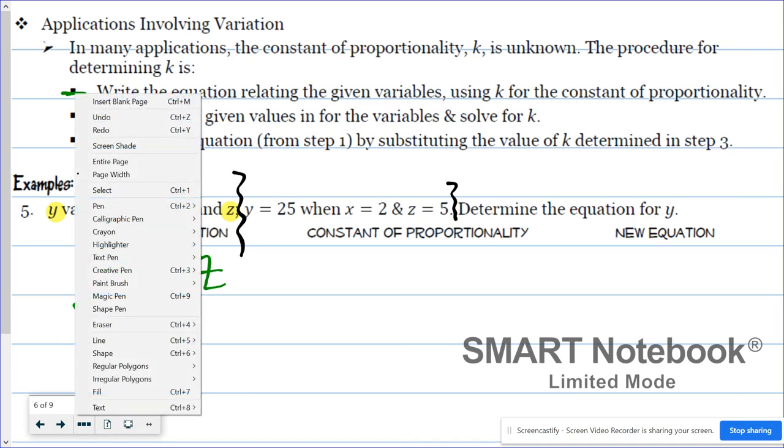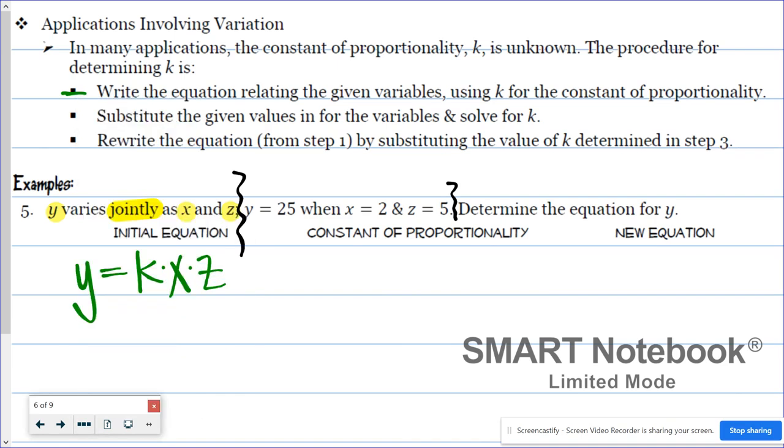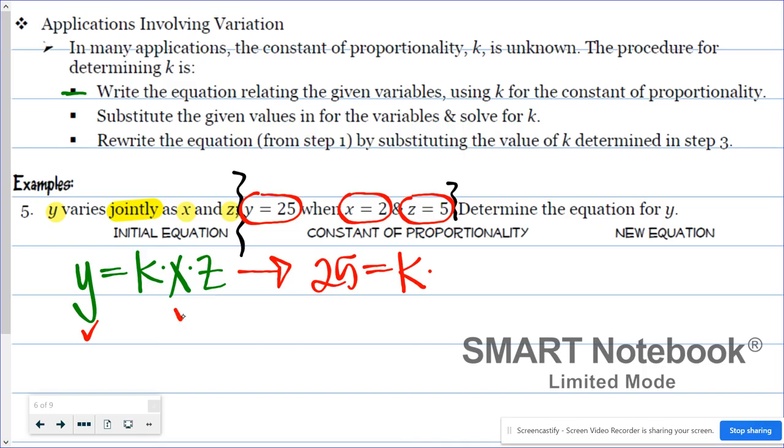Step two, let's substitute the given values into that equation. So they gave us that y is 25 when x is 2 and z is 5, right? I'm going to substitute all my values in. So y is 25, so 25 equals k times x is 2 times z is 5. So 2 times 5, well, that's 10. So 25 is equal to 10 times k. And so that means k is equal to 2.5.